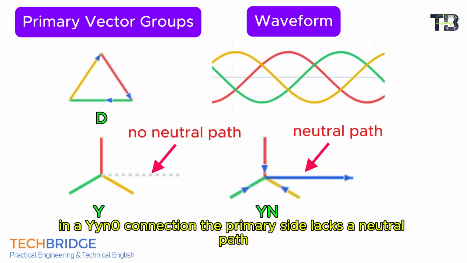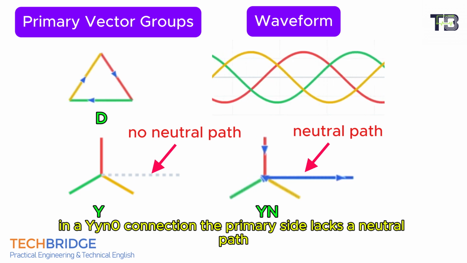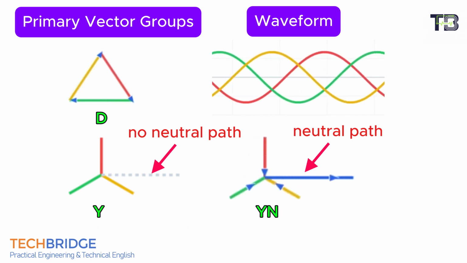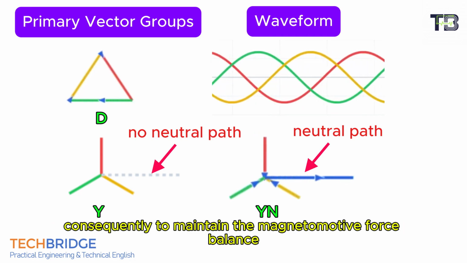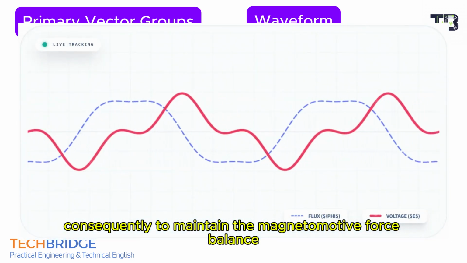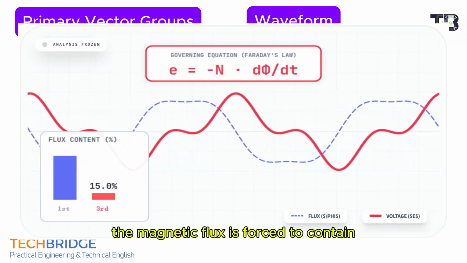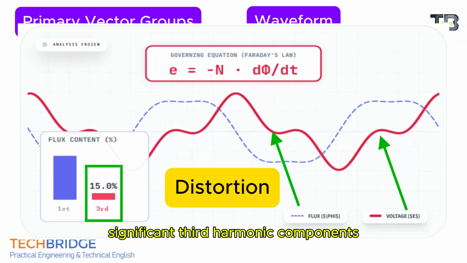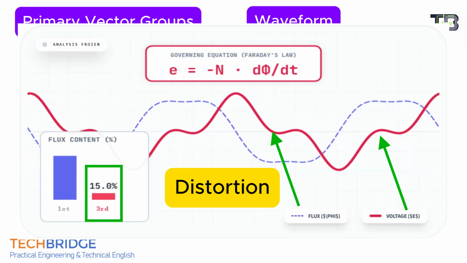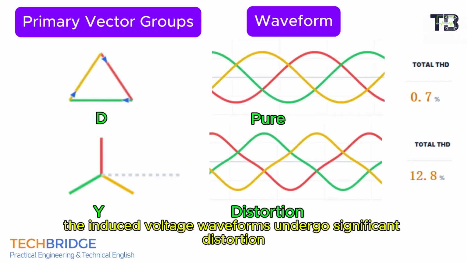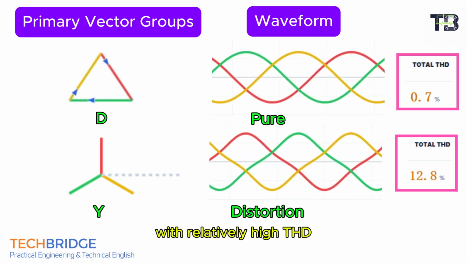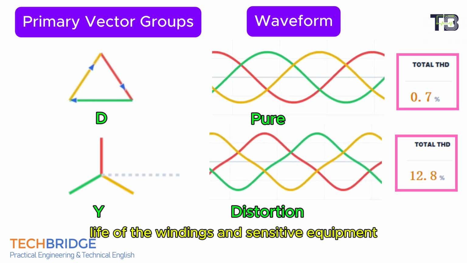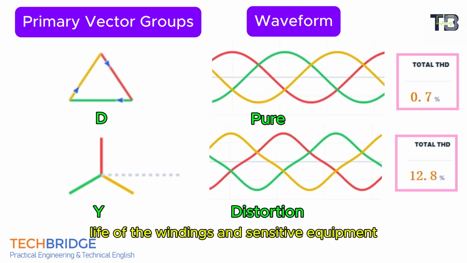In a Yyn0 connection, the primary side lacks a neutral path. Without a return loop, the third harmonic currents cannot flow. Consequently, to maintain the magnetomotive force balance, the magnetic flux is forced to contain significant third harmonic components. The induced voltage waveforms undergo significant distortion with relatively high THD, which threatens the insulation life of the windings and sensitive equipment.